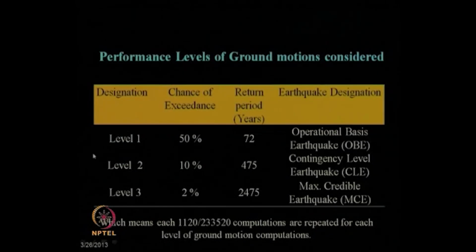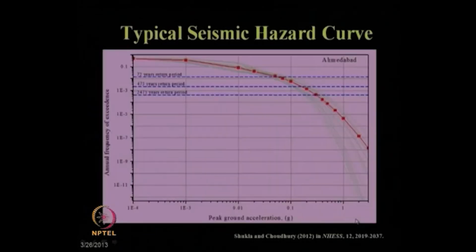probabilistic seismic hazard calculations. Then we have also seen that the designation of level 1 earthquake, level 2 and level 3 earthquake corresponds to the chance of exceedance of 50%, 10% and 2% in 50 years. Corresponding return periods can also be calculated easily, like 72 years, 475 years and 2475 years, which are mentioned like this: operational basis earthquake OBE, contingency level earthquake CLE and maximum credible earthquake MCE.